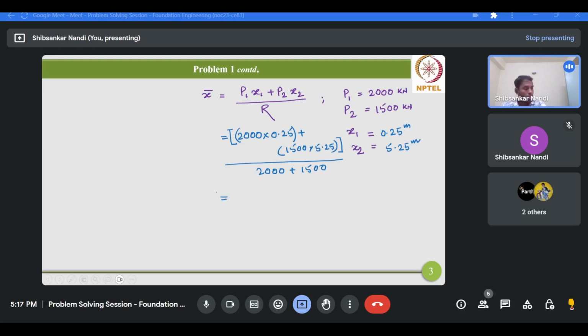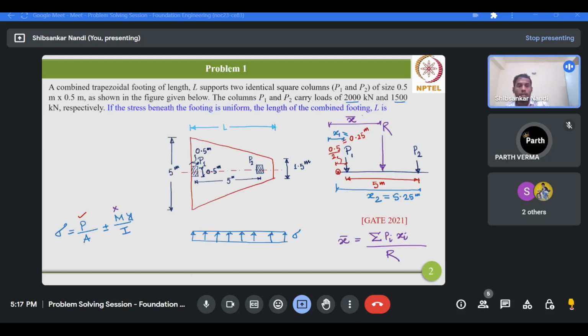Now what would be the answer? Can you please let me know? 2.39. 2.39, very good. So that means this x bar is 2.39 meter.